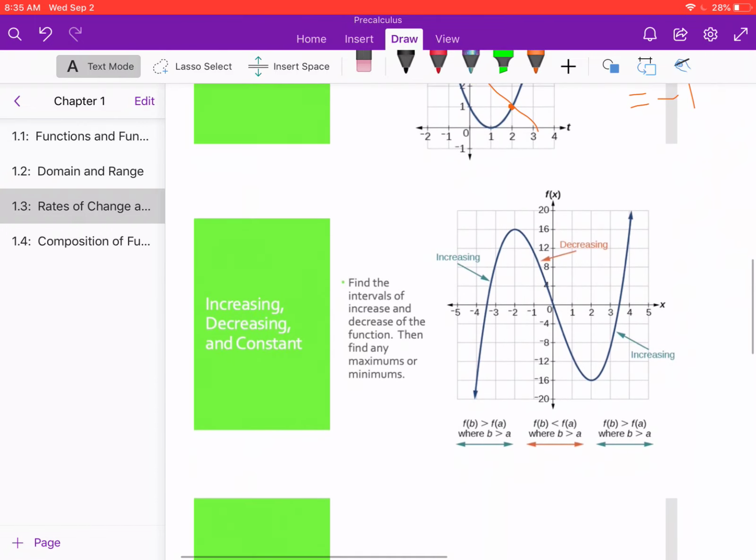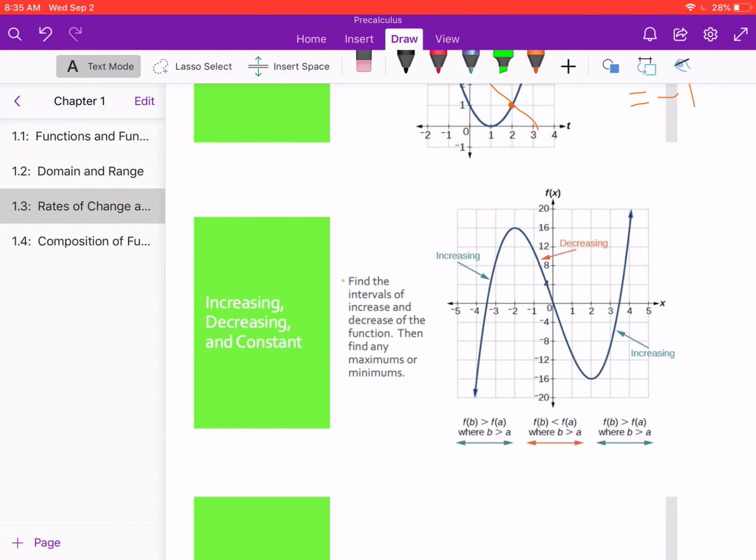Now we're going to talk about behavior: increasing, decreasing, and constant. We're going to read graphs just like we read books, from left to right. Increasing means the y values are growing. Decreasing means the y values are going down. So we have to talk about where it's increasing and where it's decreasing. Sometimes it's helpful to figure out where it switches from one to the other. Draw a vertical line.